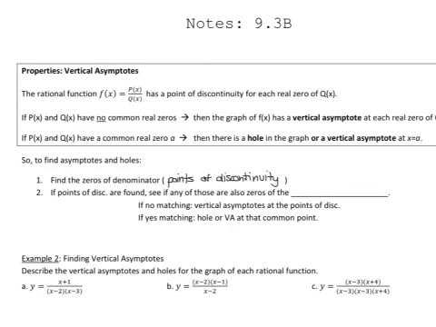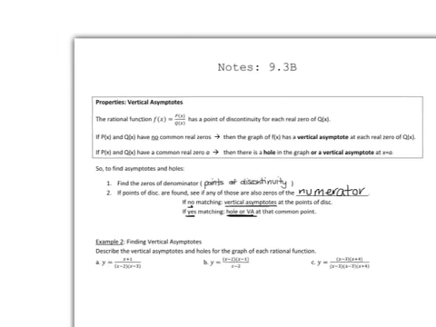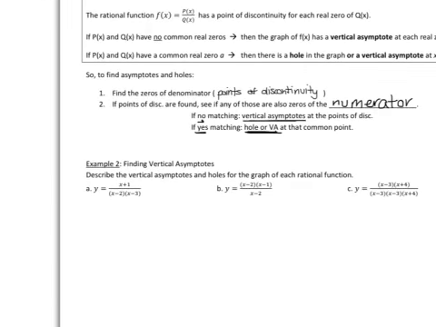If the points of discontinuity are found, we're going to see if those are also zeros of the numerator. So we're going to set the numerator equal to 0 and solve, the same thing we did with the denominator. If there's no matching, then we have a vertical asymptote. If there is matching, then it's one of these two. We don't know which. All right, so that's our steps. So let's figure out the vertical asymptotes and holes for the graphs of these functions.